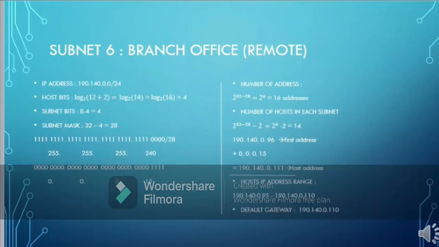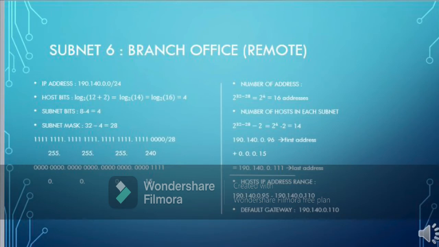Next is subnet 6 for branch office. The number of computers or ports we have for subnet 6 is 12, so to get the host bits it is log base 2 of 12 plus 2, equals log base 2 of 14, equals log base 2 of 16, equals 4. So we can't use the 14 because we'll get decimal numbers. Instead, we will use 16.